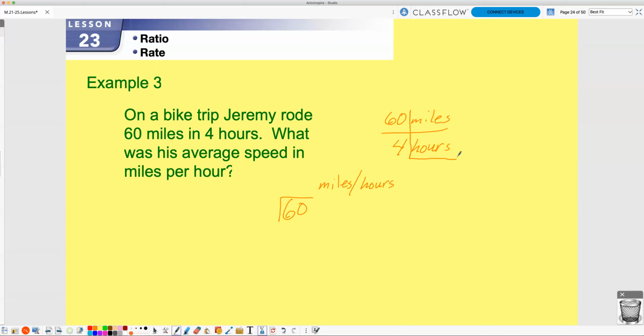And what I see here, I've got this miles per hour. It's almost like it's already written for us. We just need to do the 60 divided by 4 to determine what the number is. 1 times 4 is 4. That'd be 2. Bring the 0 down. 20 divided by 4 is 5. So this would be 15 miles per hour. And ideally, we wouldn't have an S on the end of there, so it'd be miles per hour.